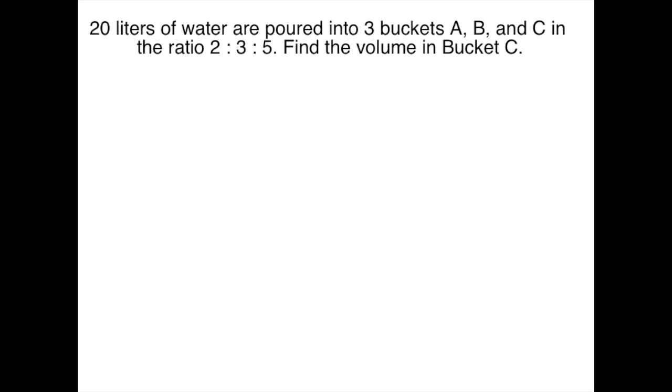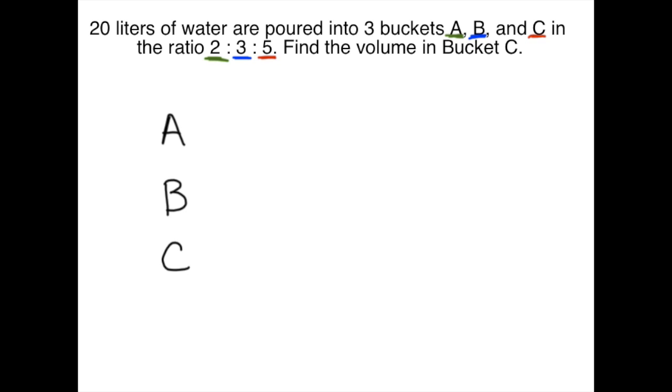So I know that bucket A is listed first. So if bucket A is listed first, then that means that 2 is going to be the number of units that I'm going to use for A. B is listed second, so that means that there's 3 units for B. And C is listed third, so that means there's going to be 5 units for C. So just like we were solving the problems with 2 units, we're going to label on the side our buckets, A, B, and C.